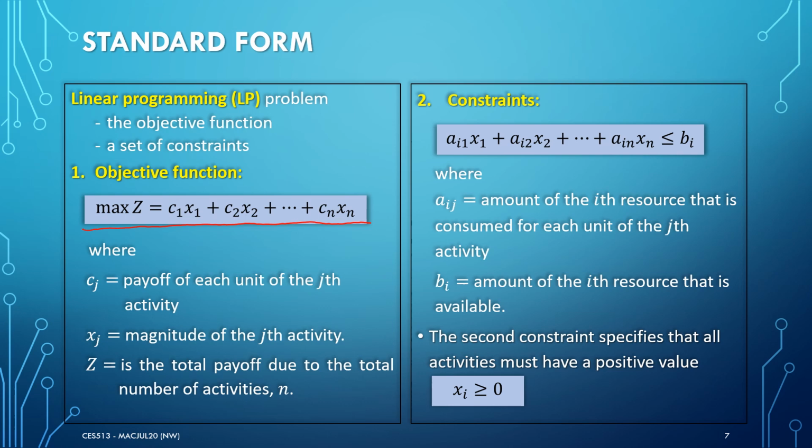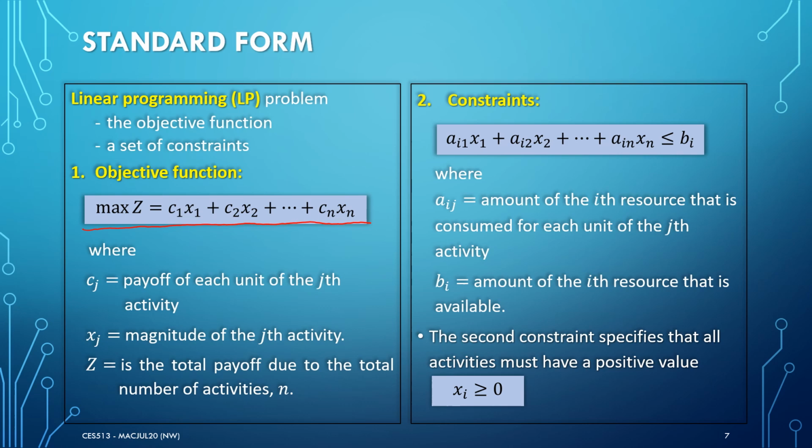The second one, which is constraints, can be represented generally as ai1 x1 plus ai2 x2 plus so on until plus ain xn lesser than bi, where aij here is the amount of the ith resource that is consumed for each unit of the jth activity, while bi is the amount of the ith resource that is available.